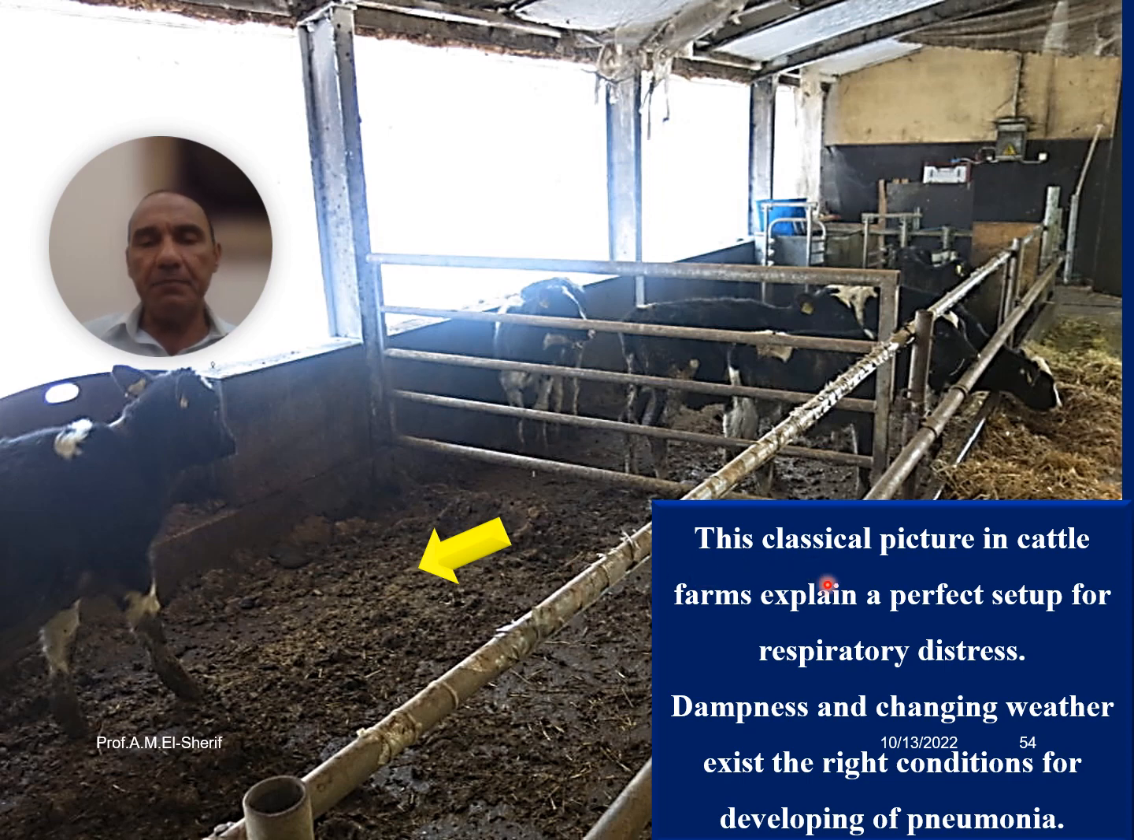This classical picture in cattle farms explains the perfect setup for respiratory distress: dampness, as we see here, and changing weather create the right conditions for developing pneumonia in these poor calves.